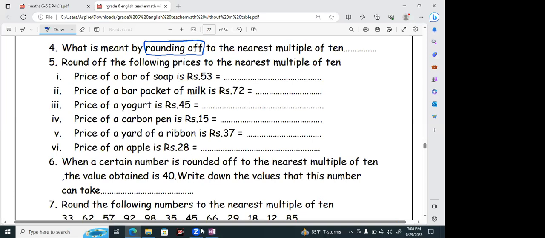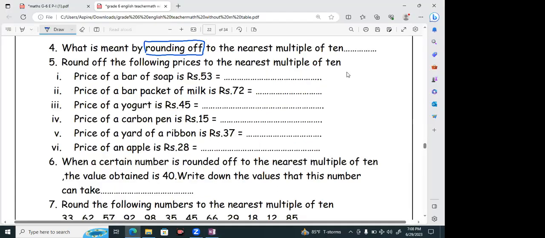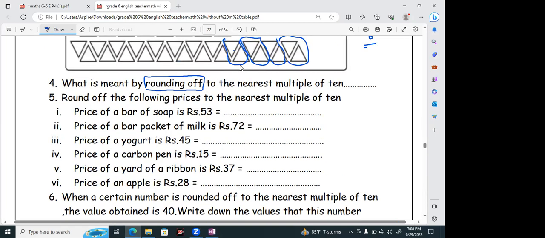Okay. Then let's write down what is meant by round off. It is asked in your tutorial: what is meant by rounding off to the nearest multiple of 10. That is what is meant by rounding off to the nearest multiple of 10. Let's write it down.